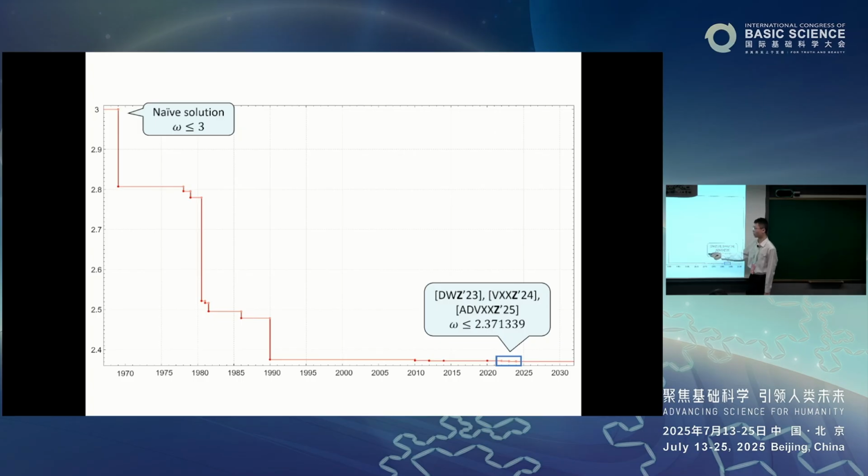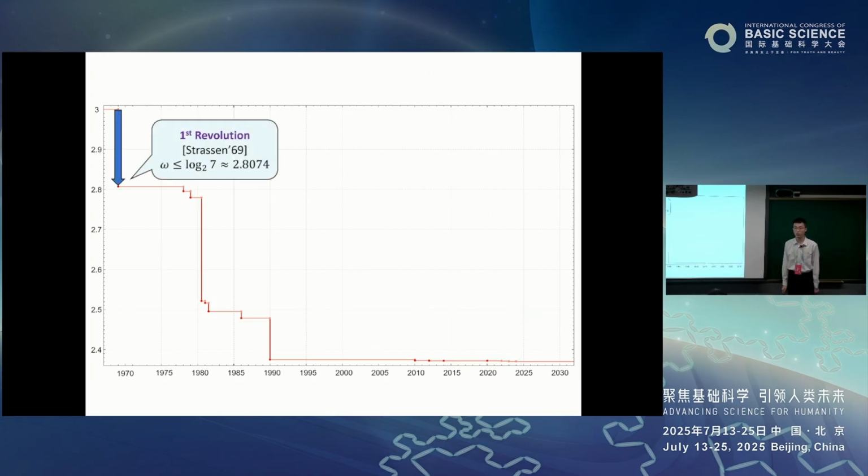And if you look at all of the improvements in the middle, you may notice that some of the improvements are significantly larger than others. Those are considered the revolutionary moments in this line of research. The first revolution was made by Strassen in 1969. He discovered the first subcubic algorithm for multiplying matrices and proved that omega is bounded by 2.8 something.